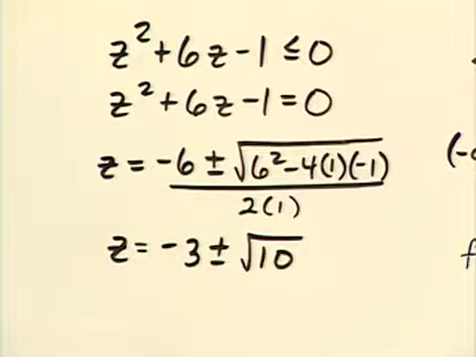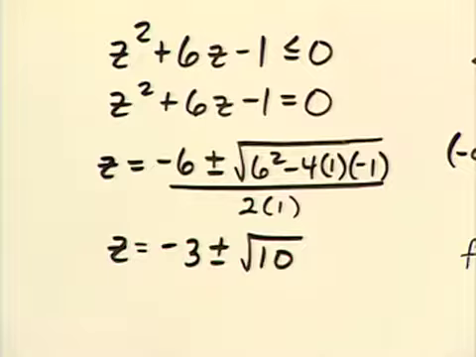For this quadratic inequality, we need to solve the quadratic equation z squared plus 6z minus 1 is equal to 0 first. That will give us the values of z that will make this polynomial equal to 0. So we'll use the quadratic formula to find these values.